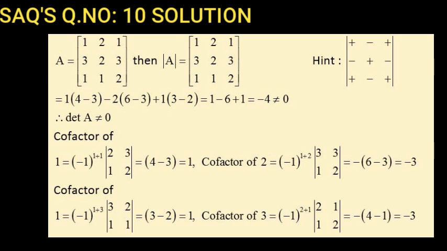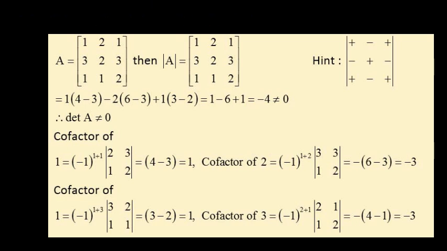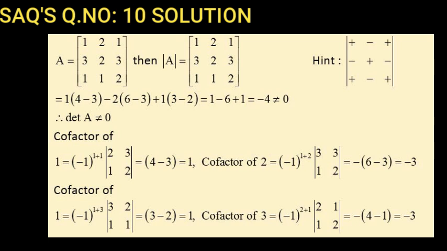Similarly, the cofactor of 2. Here 2 is the first row, second column element. That is equal to (-1)^(1+2) into its minor. Minor means deleting the row and column in which 2 exists. Then the remaining 4 elements are 3, 3, 1, 2. By using AD minus BC, we get minus 3.